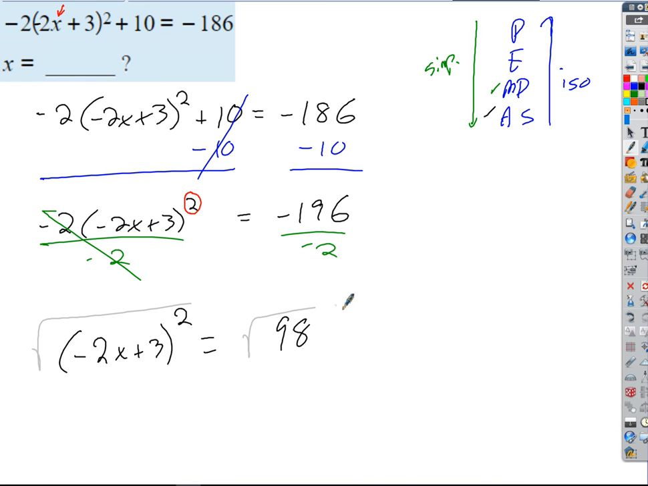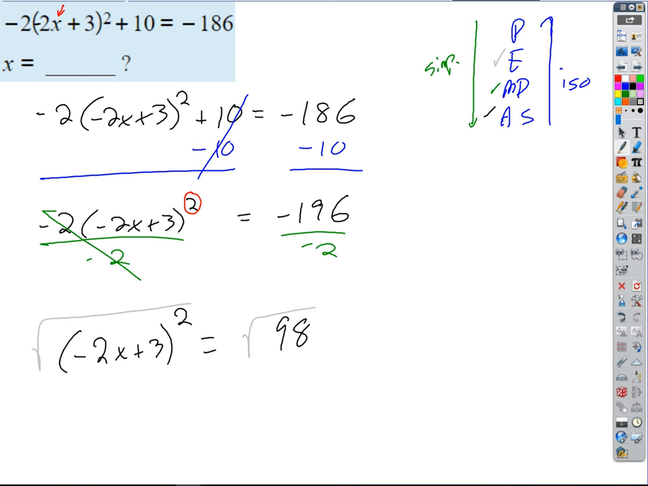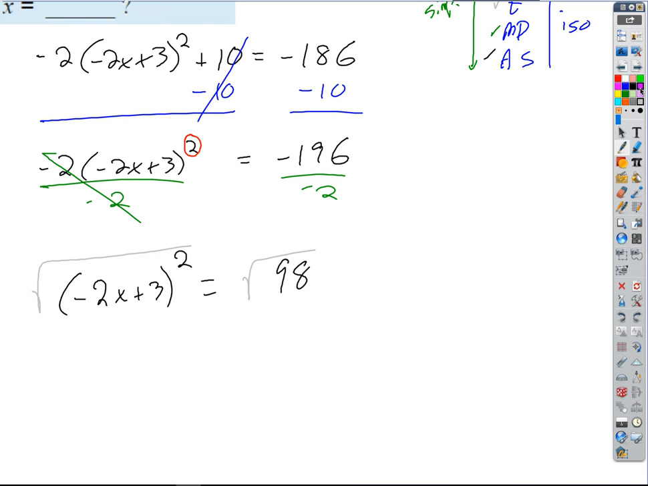Okay, so that's going to give me what? If I square root everything, it's going to cancel the squared. And now I don't even really need the parentheses anymore, do I? We got to that layer, but I don't really need them anymore. They're not doing anything.